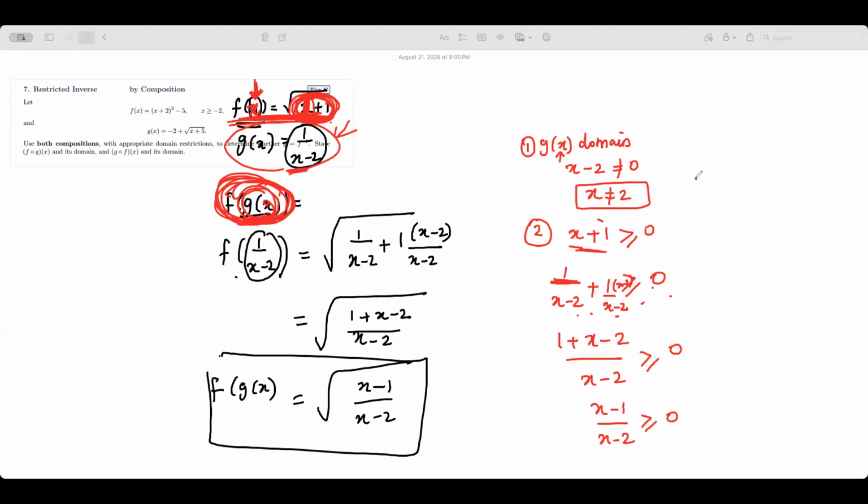Okay. Here what happens? What is the restriction here? X is greater than or equal to 1. So x can be equal to 1. X is greater than or equal to 1. X is not equal to 2. Make sense?